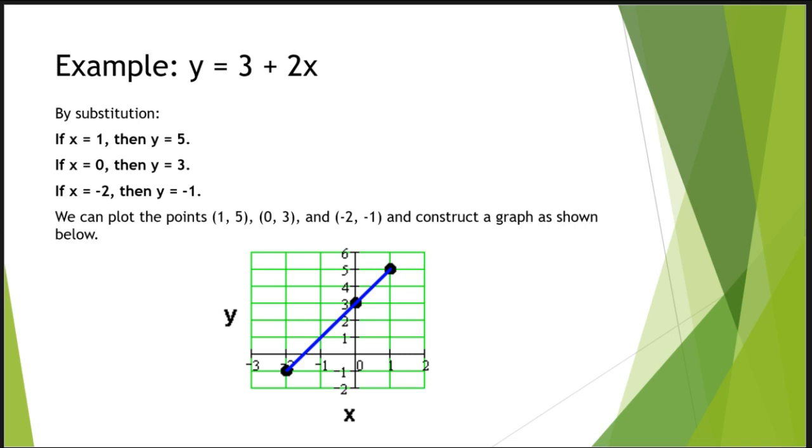Let's take a look at the following example. y equals 3 plus 2x. So by substitution, if x equals 1, then y equals 5. If x equals 0, then y equals 3. If x equals negative 2, then y equals negative 1. We can plot those points, (1, 5), (0, 3), and (negative 2, negative 1), and construct a graph as shown here.